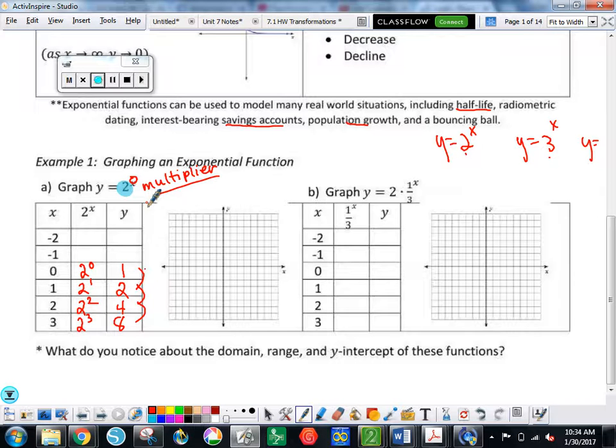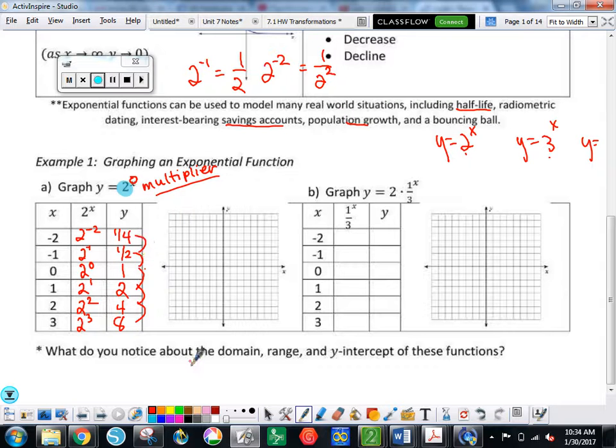So that's the pattern. Now if I'm doubling as x gets bigger, what do you think I'm going to do as x gets smaller? I'm going to half it. So 2 to the negative 1 is the same thing as saying 1 over 2. Is that okay? So it's 1 half. 2 to the negative 2 is the same thing as saying 1 over 2 squared. That's what the negative does, right? Which is 1/4. As I'm going backwards, is it halving?